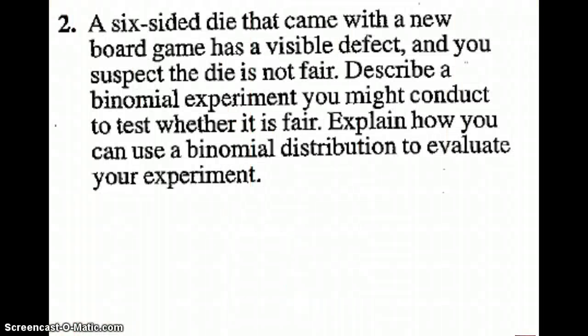All right, 2.6. I love this question. A six-sided die that came with a new board game has a visible defect, and you're trying to find out if it's fair. Describe a binomial experiment you might conduct to test whether it is fair. Okay, binomial distribution to figure out if this thing is fair or not.